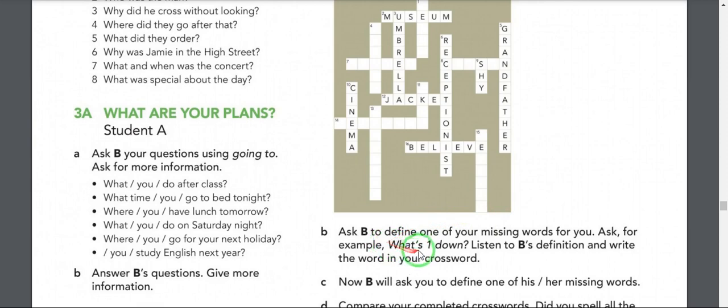Ask B to define one of your missing words for you. Ask, for example, what's one down? Listen to B's definition and write the word in your crossword.